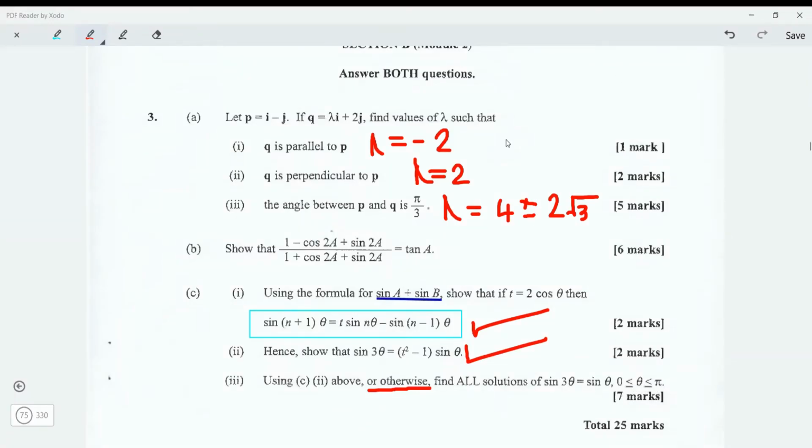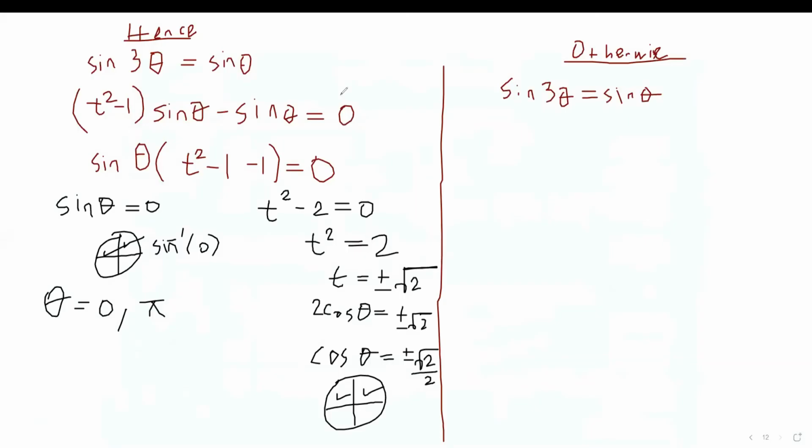Pi, Marika, is half of a circle. So that means you can cut off the next half. Ignore down here, so you only want half of the circle. You want from 0 to pi to be your answer, 0 to 180. So you only want the first two quadrants.